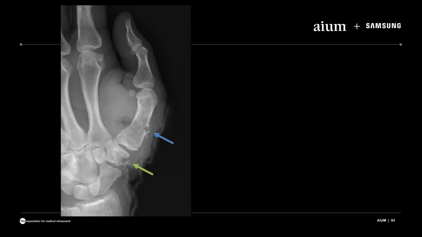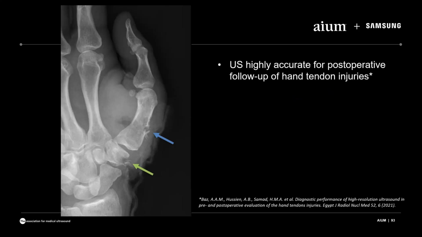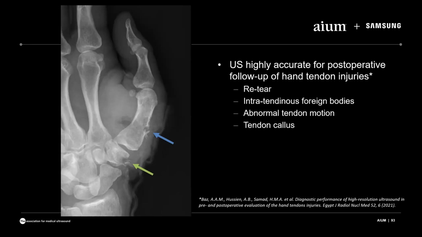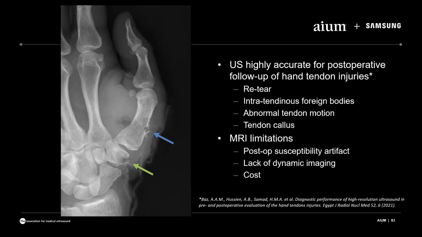So is ultrasound good for postoperative tendon? Yes, it's quite accurate because we can evaluate not just for re-tear, but also any intratendinous foreign bodies. Is there any abnormal tendon motion with dynamic evaluation? And is there tendon callus or scar formation? And there's advantages there over MRI because usually after surgery with all the suture material and surgical clips, there's a lot of susceptibility artifact, meaning that there will be this black cloud of blooming on MRI that will distort the images. We also can't do dynamic imaging with MRI, and MRI is more expensive.